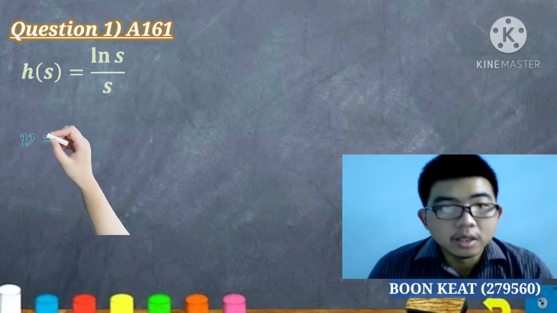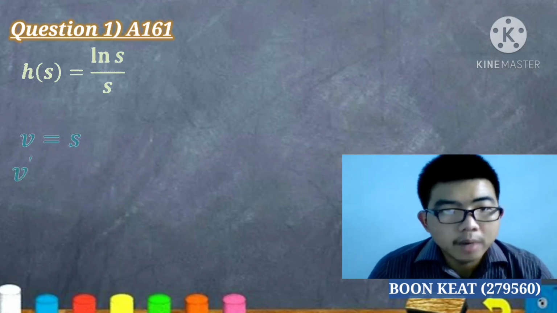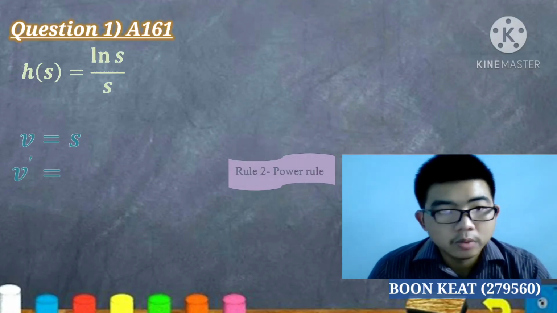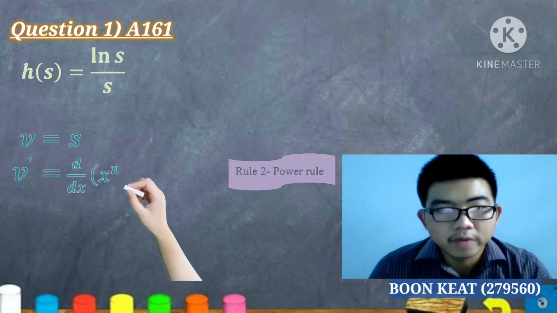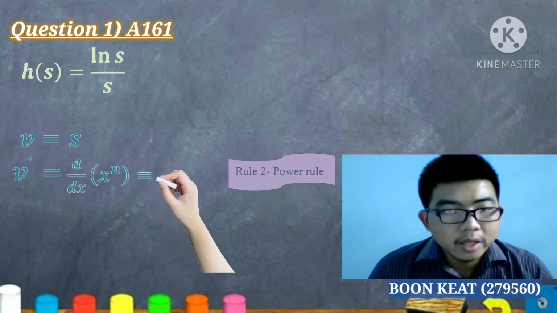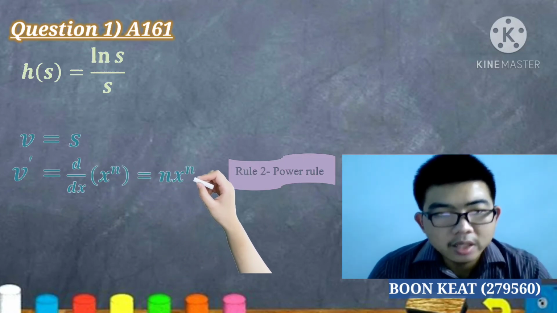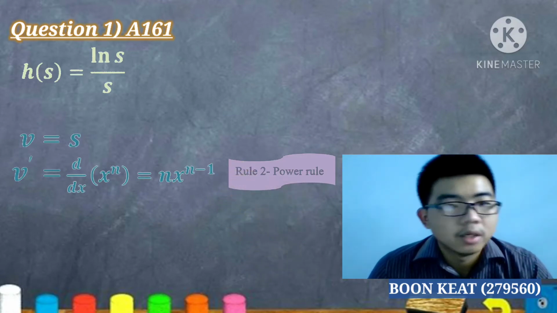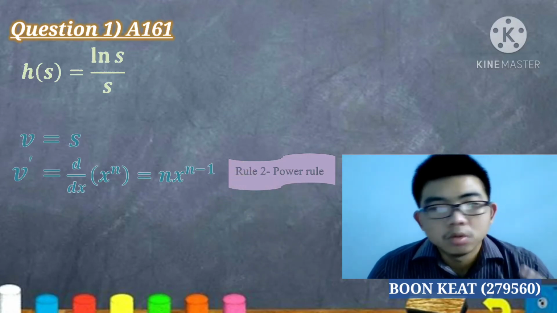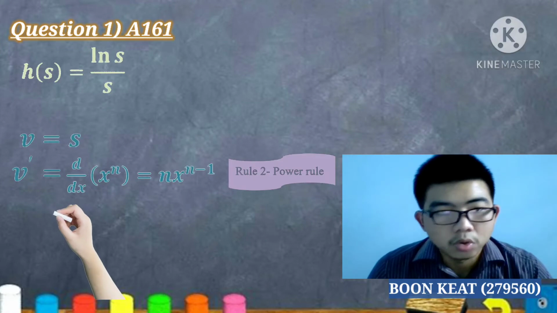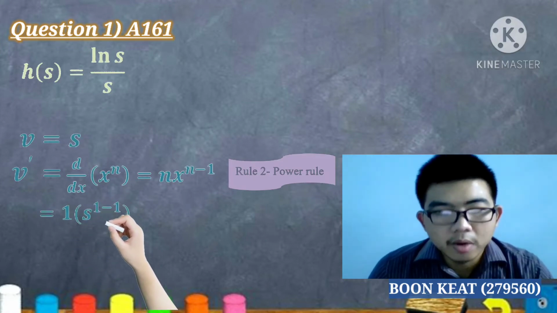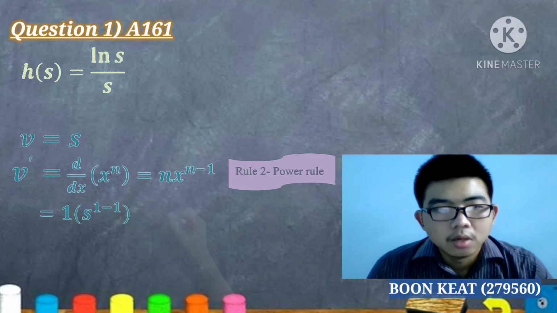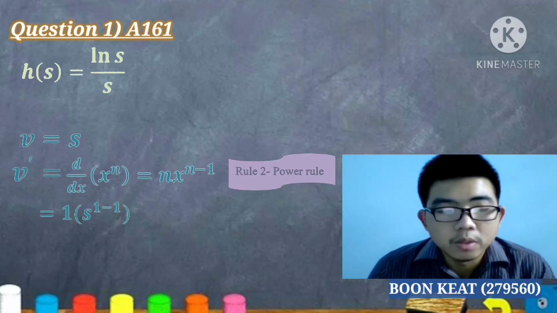And our v is x, so for v prime I use the power rule, which is d divided by dx of x power of n equals n x power of n minus 1. So v prime equals x power of 1, which equals 1 times x power of 1 minus 1, so the answer will be 1.